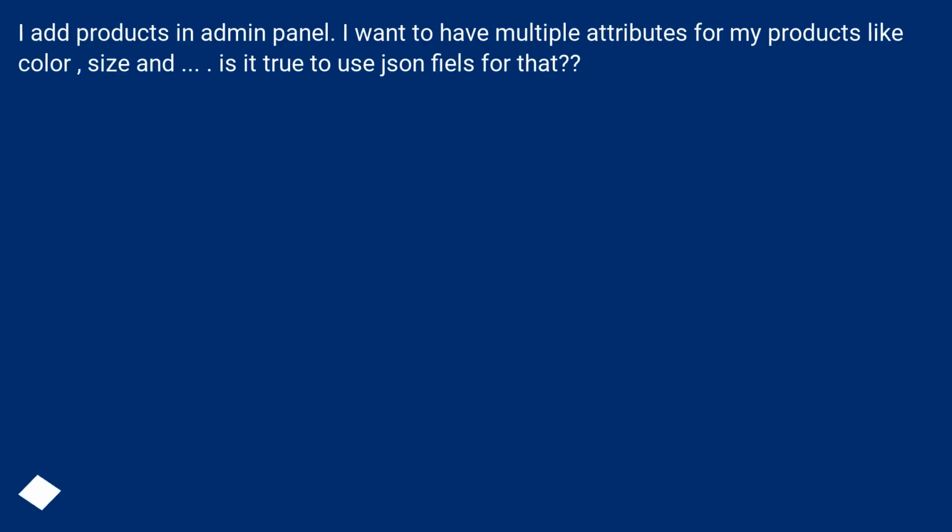I add products in admin panel. I want to have multiple attributes for my products like color, size and so on. Is it true to use JSON fields for that?